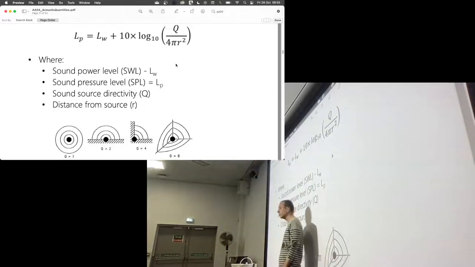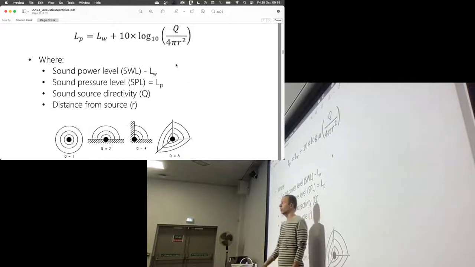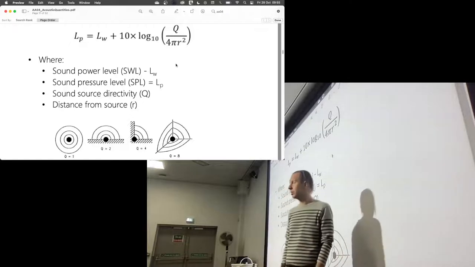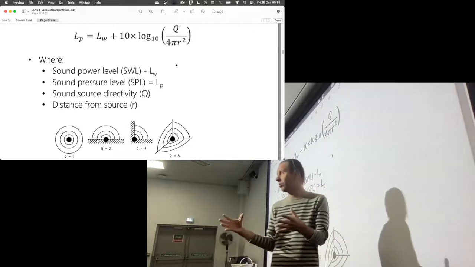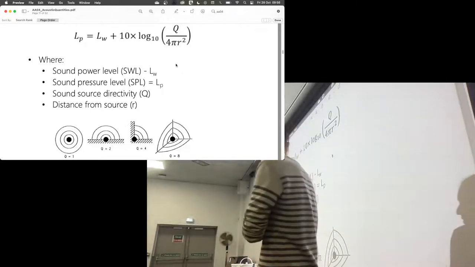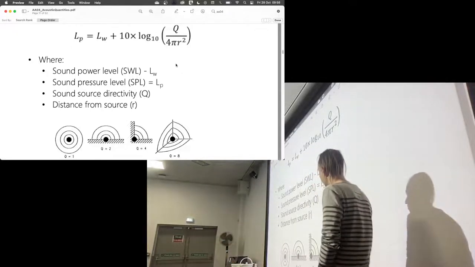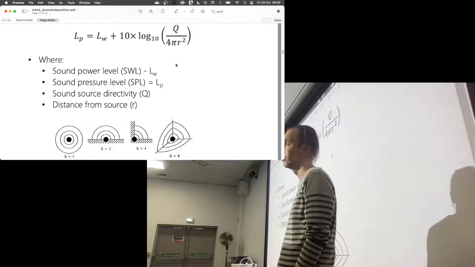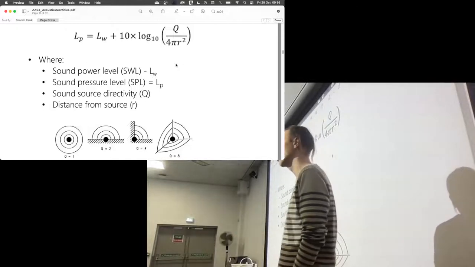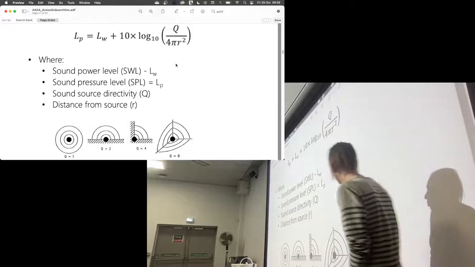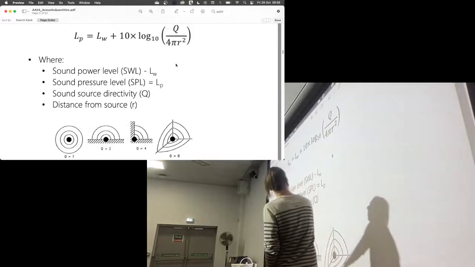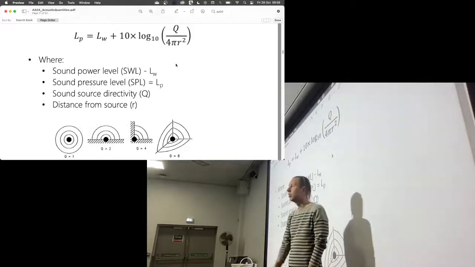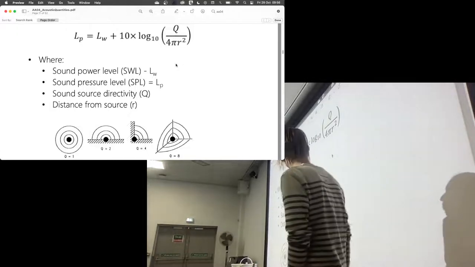So if you have a free field situation, right, you double the distance, you get 6 dB less. But in a room, because of all the reflections, because of the energy staying within the space, more or less, you will have less reduction of level with the increase of distance. Okay, so those are the basic things to understand. And then evidently distance from source. If you increase distance, then the SPL goes down.